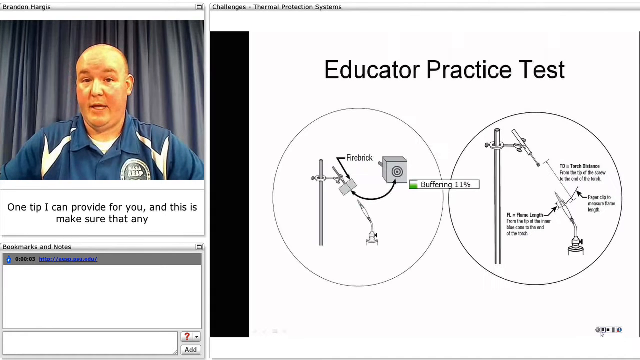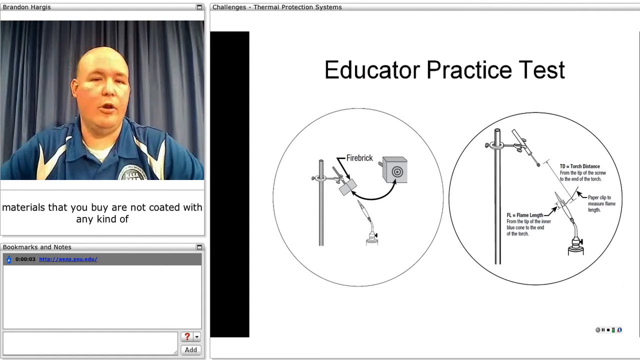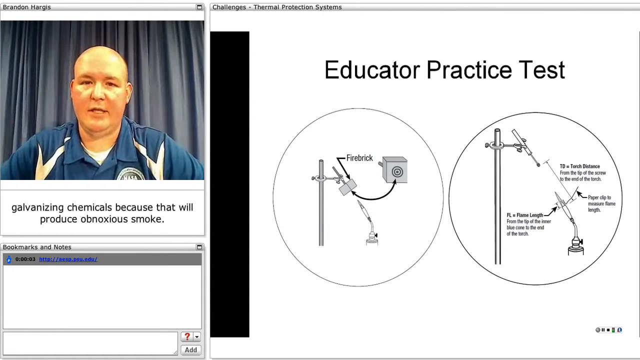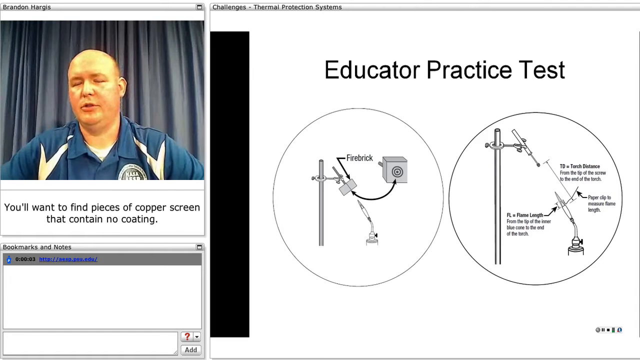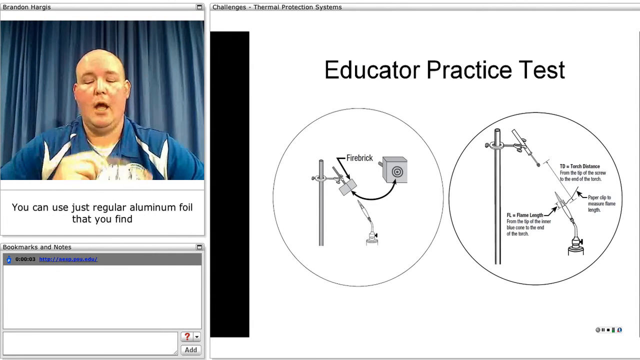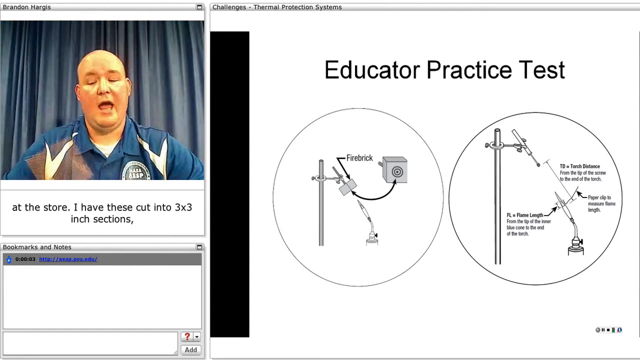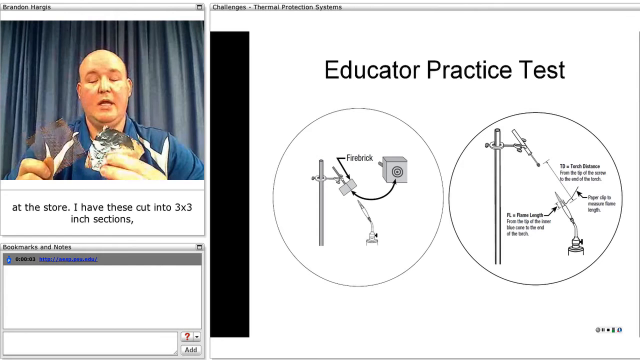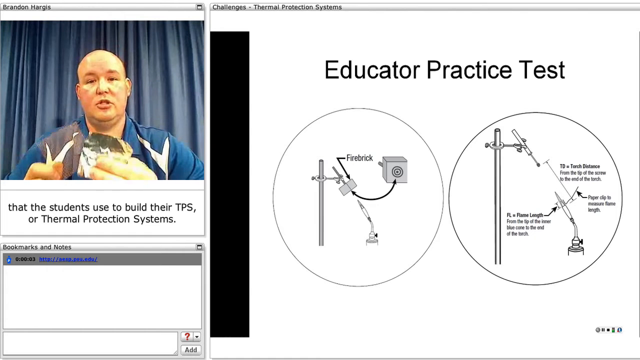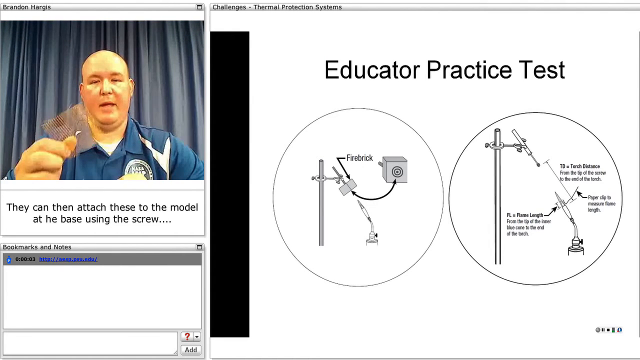One tip I can provide for you in this is make sure that any materials that you buy are not coated with any kind of galvanizing chemicals, because that will produce a noxious smoke. You'll want to find pieces of copper screen that contain no coating, and you can use just regular aluminum foil that you find at the store. I have these cut into 3x3 inch sections that the students use to build their TPS or thermal protection systems. They can then attach these to the model at the base using the screw.